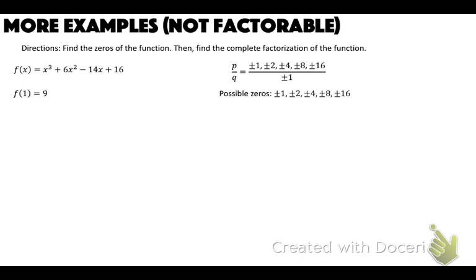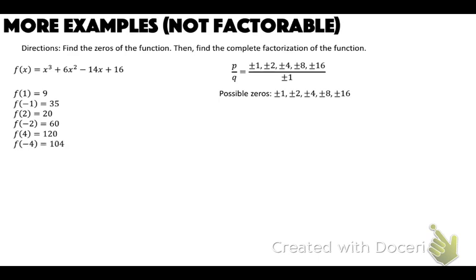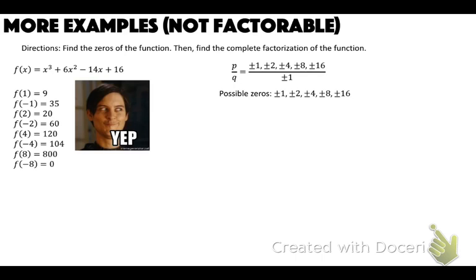I'm going to plug in 1 and I get 9. Does not work. Plug in negative 1, I get 35. Does not work. Plug in 2, I get 20. Does not work. Plug in negative 2, I get 60. Does not work. Plug in 4, I get 120. Doesn't work. Plug in negative 4, I get 104. Doesn't work. 8, I get 800. Nope. Negative 8, I finally get 0. Okay, so then I can do synthetic division with that negative 8, and I end up getting x squared minus 2x plus 2.